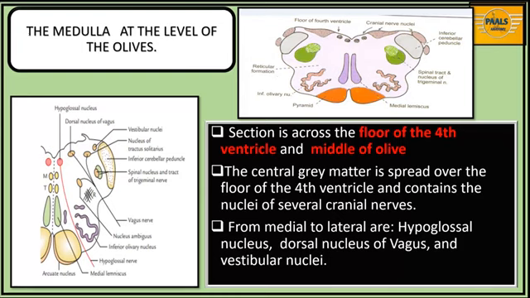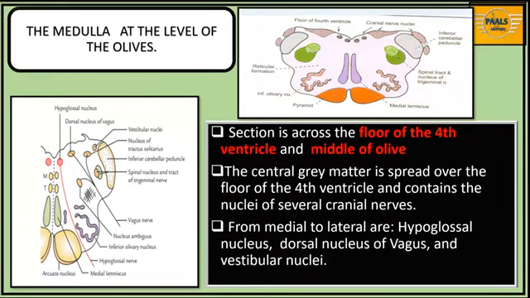The section of the medulla at this level of olive is also a section at the level of the floor of the fourth ventricle. It is also a section at the middle of the olive. So both landmarks can be used to trace this transverse section. Now we'll go to the central gray matter.